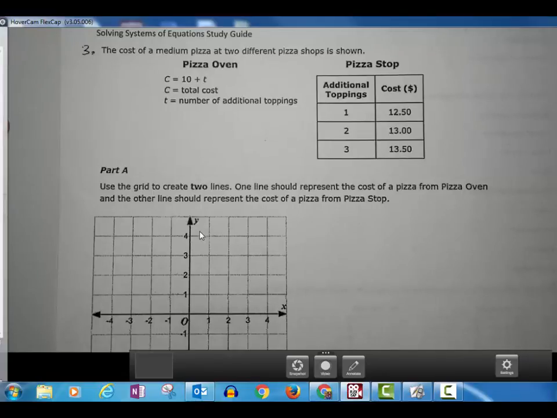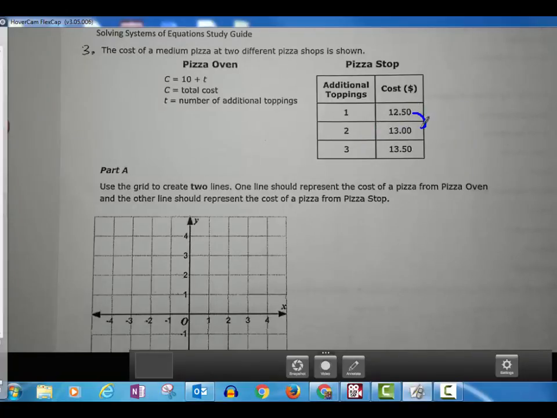I'm going to show you a couple different ways we can rewrite this to make it more familiar. Like for example, we know Pizza Stop. It's actually pretty easy. We can look at the additional toppings. For one additional topping, you're going to pay $12.50. For two, it's $13. Three for $13.50.